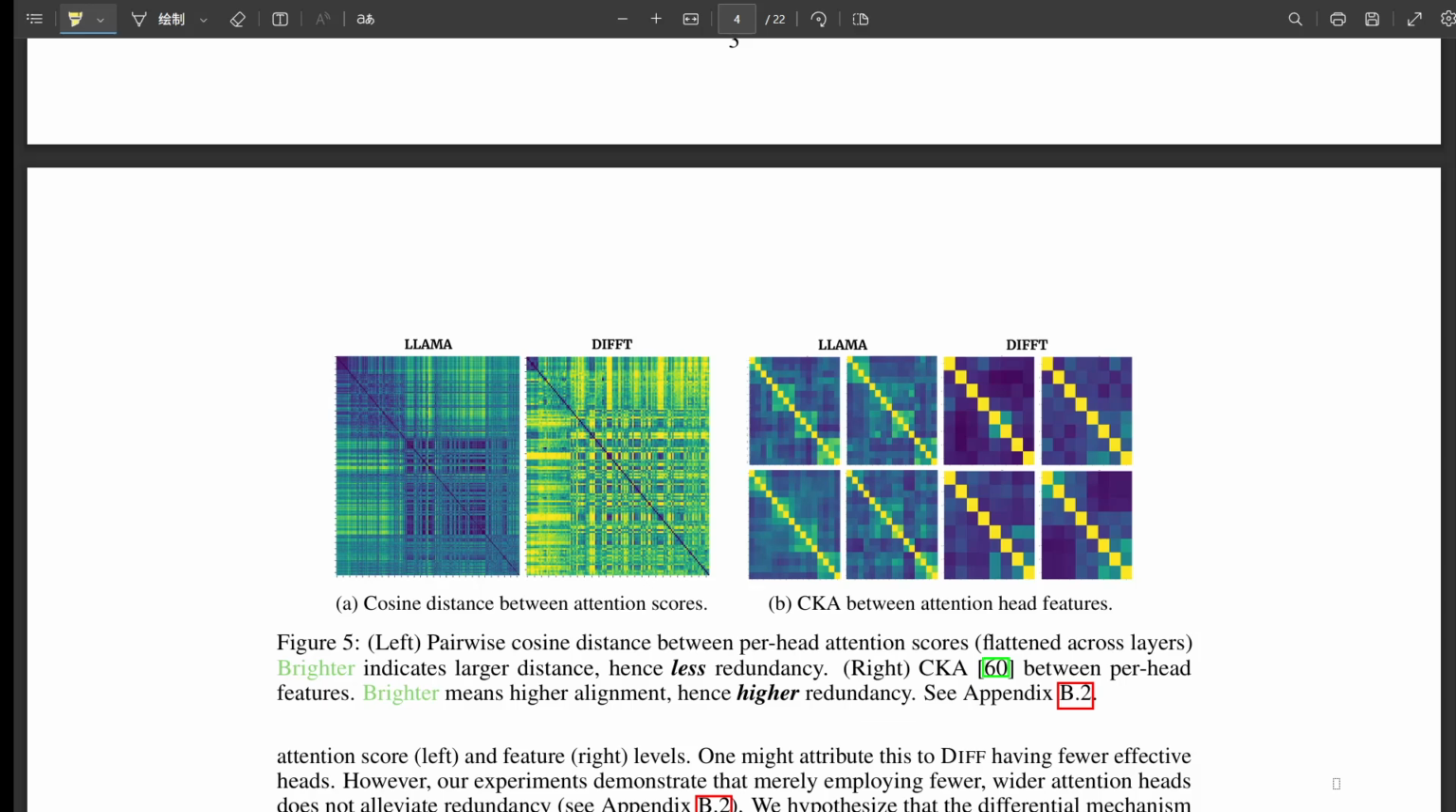Think of CKA as a similarity score between the internal understandings or representations learned by different parts of the network, in this case, different heads. A lower CKA score between heads means they are learning and contributing more distinct types of information to the overall picture the model is building. Got it. So lower CKA, higher cosine distance, it means the heads aren't all just echoing each other. They're not stepping on each other's toes. Right. And this reduced redundancy, combined with a more balanced contribution across the heads, they also show head importance is more uniform in figure 6, means the Diff Transformer can capture a broader and more diverse set of features from the input, which leads to a richer, more comprehensive understanding overall.